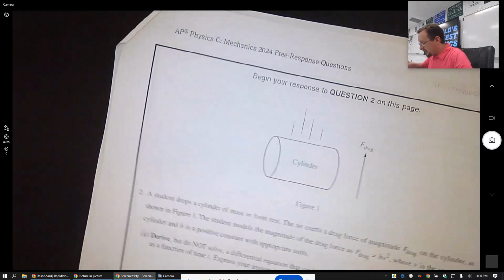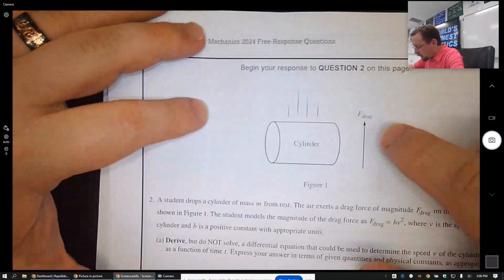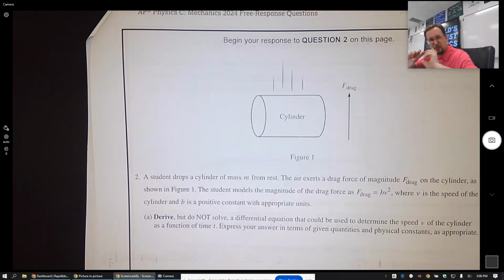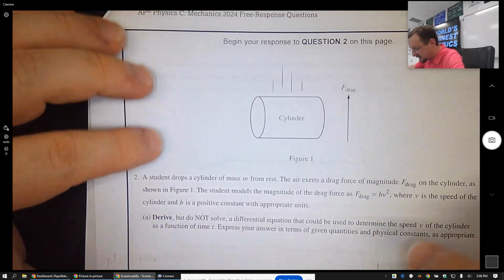Okay. Is this set 1 again? All right. We're going to drop a cylinder. You probably better roll it so it doesn't tumble over, but then you get a Magnus effect.